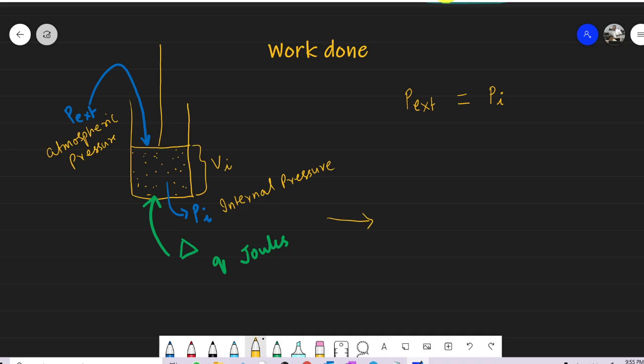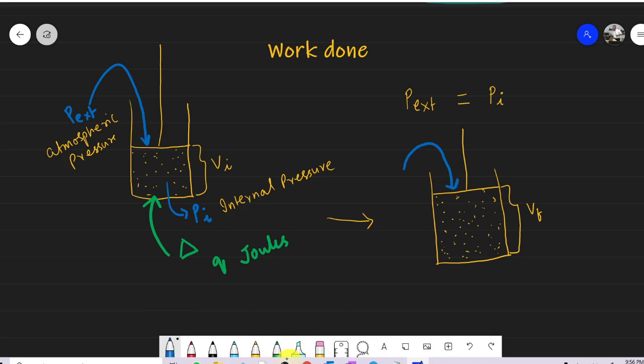Let me draw this expanded position. You have the cylinder again here. When the gas expands, the piston goes up, and the volume of the gas increases to fill up the area due to the heat supply. This will be the final volume of the gas. The internal pressure pushes the piston up against the external pressure. When the internal pressure and external pressure become equal again, the piston stops. This is the expanded position.